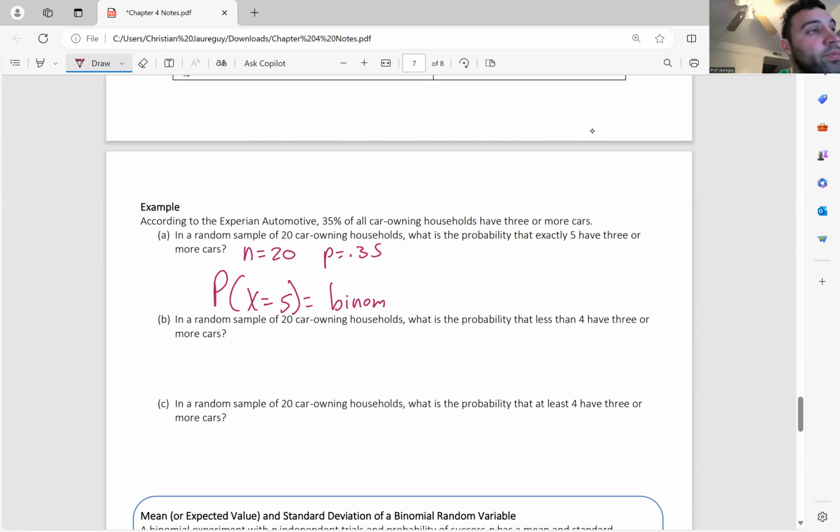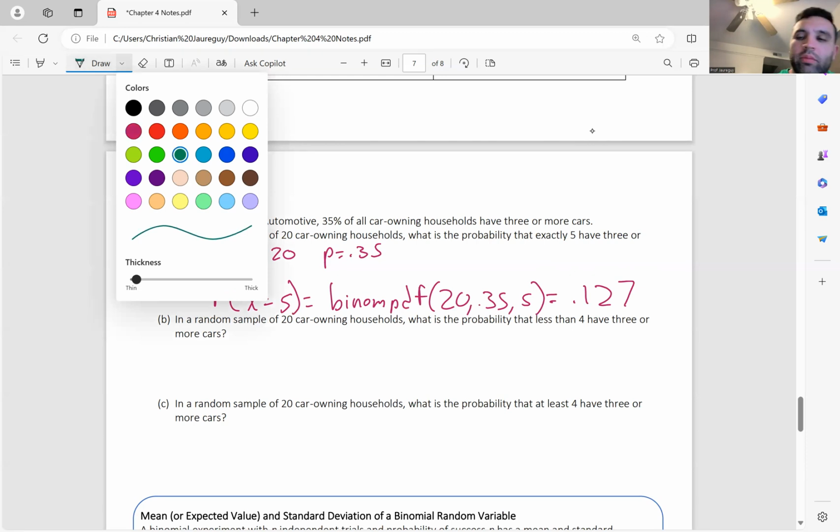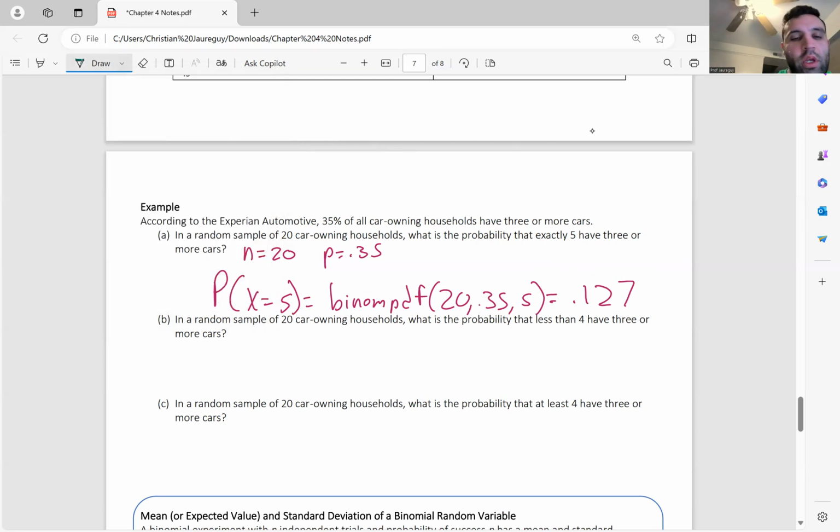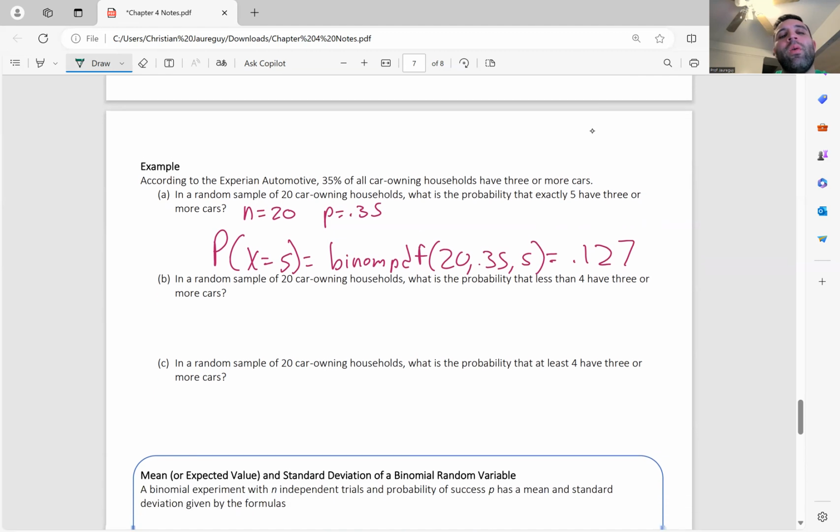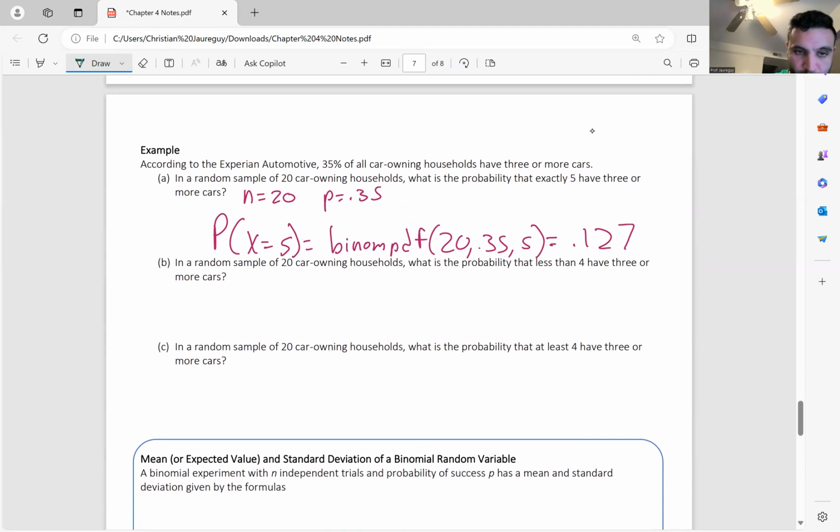So hopefully you're finding this on your calculator and getting this answer. Of course, you don't need to write all this out every time because most of your problems don't require you to show work, but I just want you to see how I'm doing it. Okay, no problem. Now this next one, now we may have a problem.